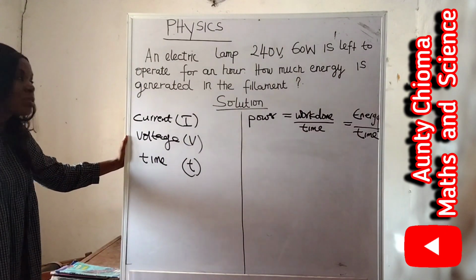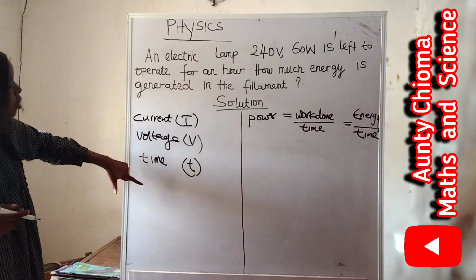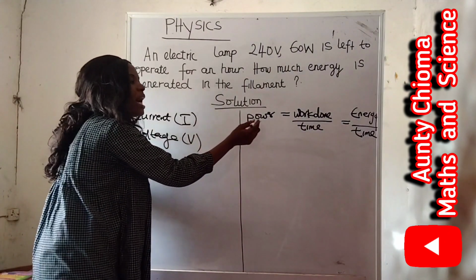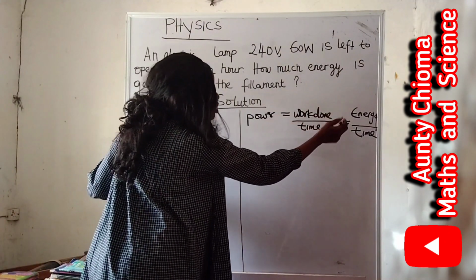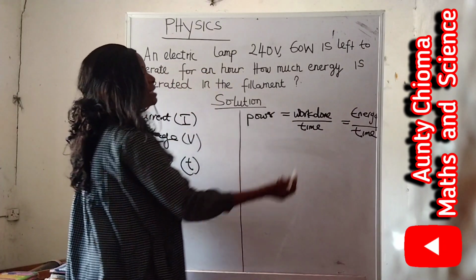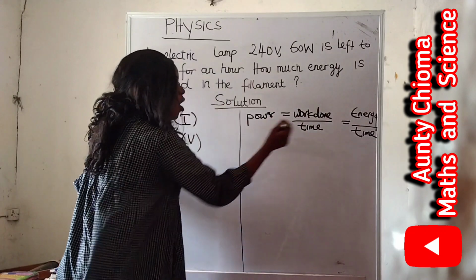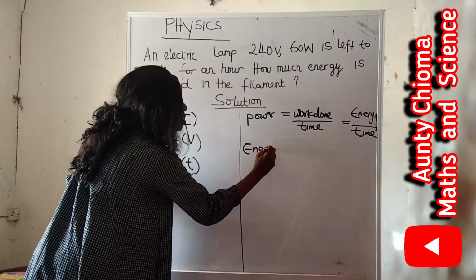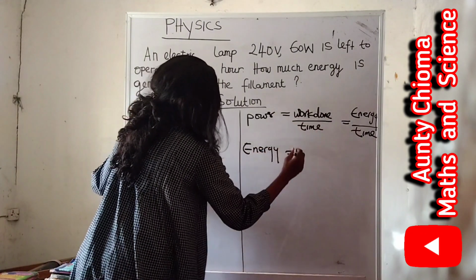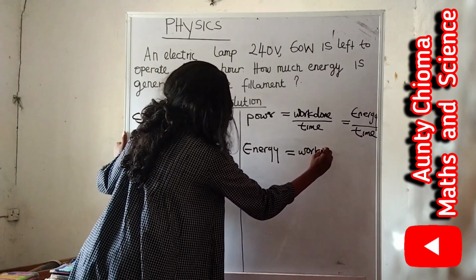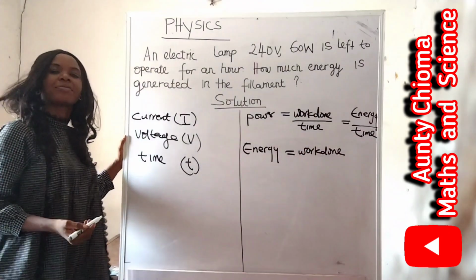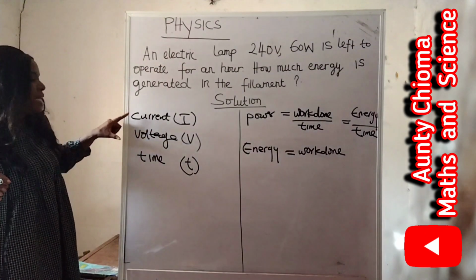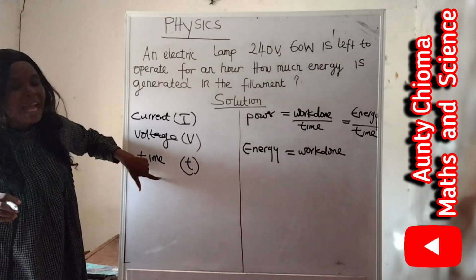Now the work done in any electric circuit is the product of these three parameters: current, voltage, time. And as you can see on the board, power is equal to work done over time, which is equal to energy over time, which means that work done is equal to energy, or energy is equal to work done. And the work that is done in an electric circuit, as I said earlier, is done by these three basic parameters: the current, the voltage, and the time taken.